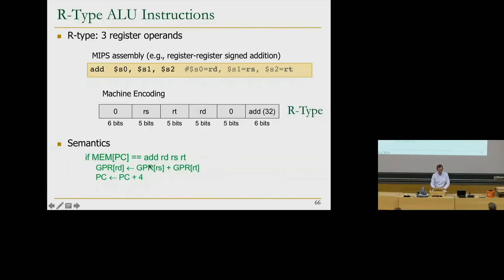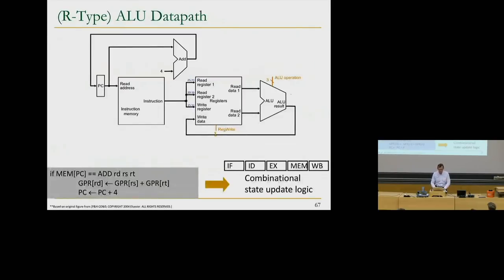You access the general purpose register file with the indicator RS, get the data, then access the general purpose register file with the register ID RT, add those 2 values that you get from the register file, and update the register file at the location specified by RD. And then you increment the program counter by 4. Nothing surprising here. And this is the data path you need to be able to do that, basically.